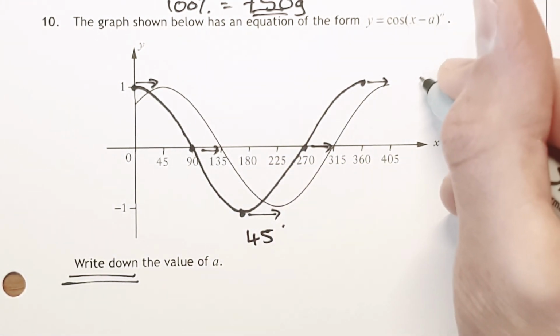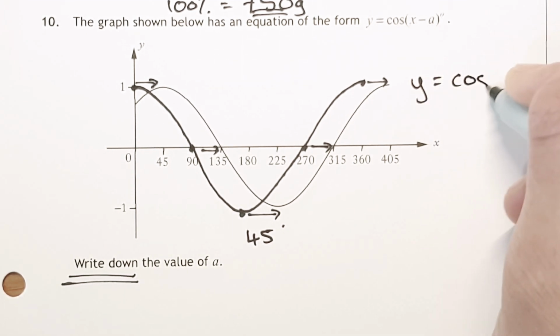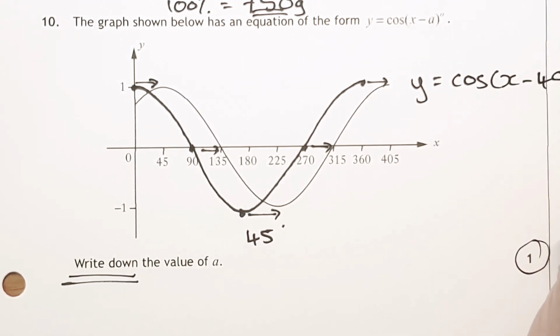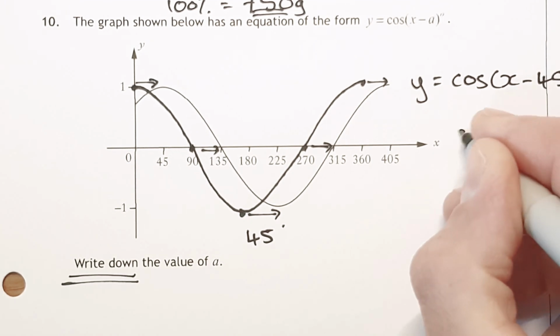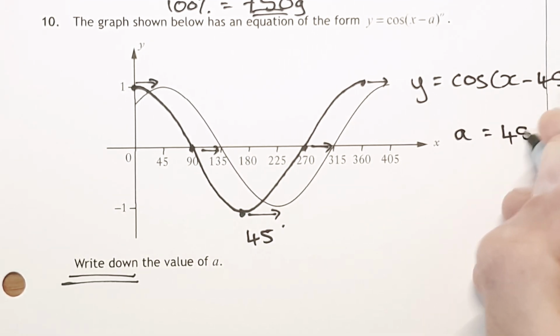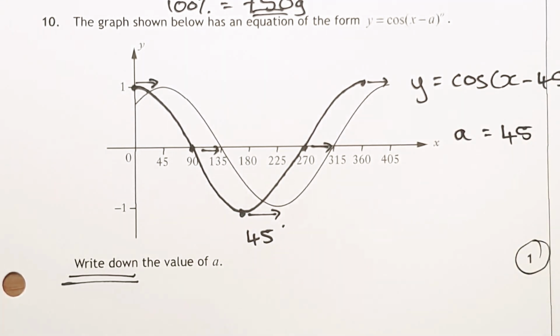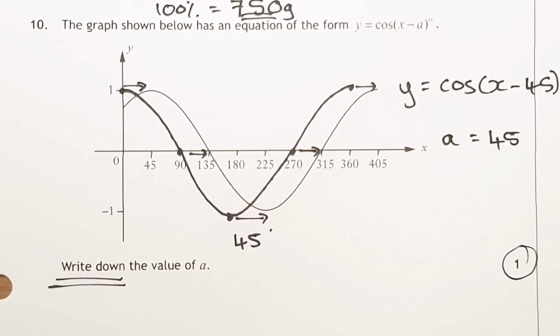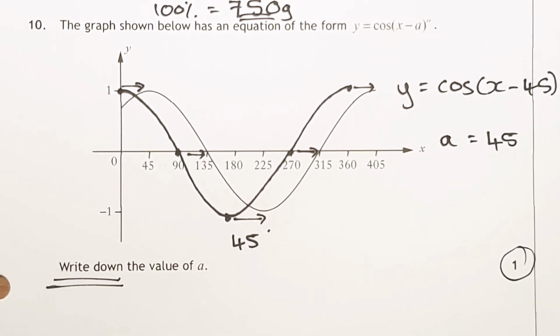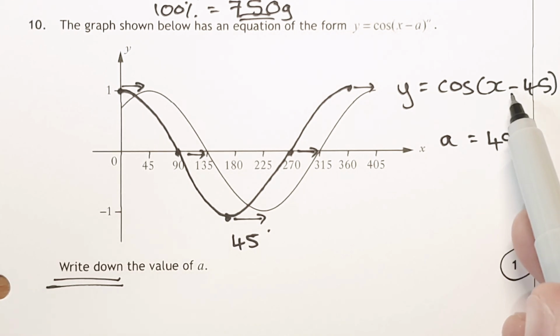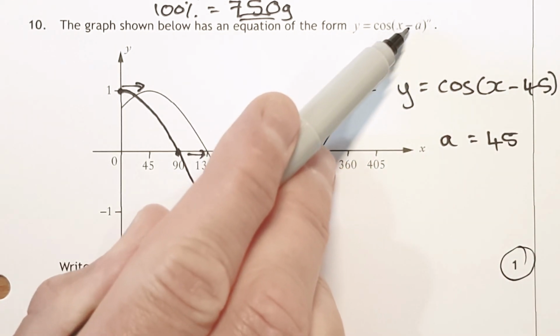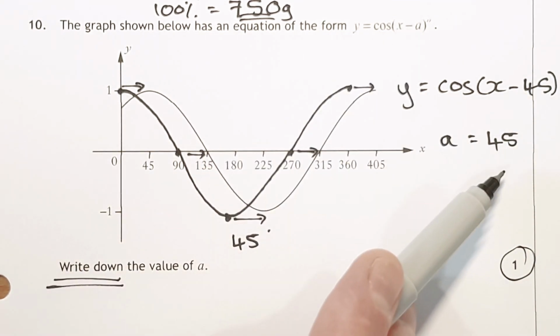So it will be y equals cos of x minus 45 degrees. So therefore A equals 45. If the graph had shifted left, it would have been plus 45. But not here. It shifted to the right, so it has to be the minus 45. Now it's already got a minus in the bracket, so we're just saying A is 45.